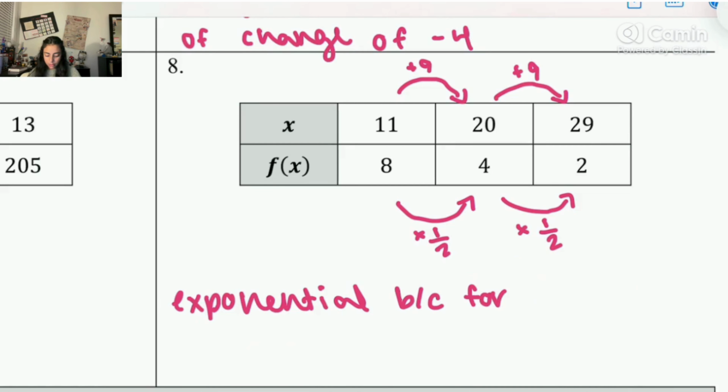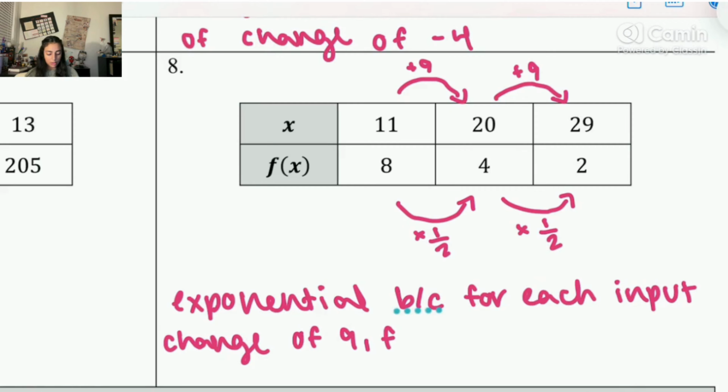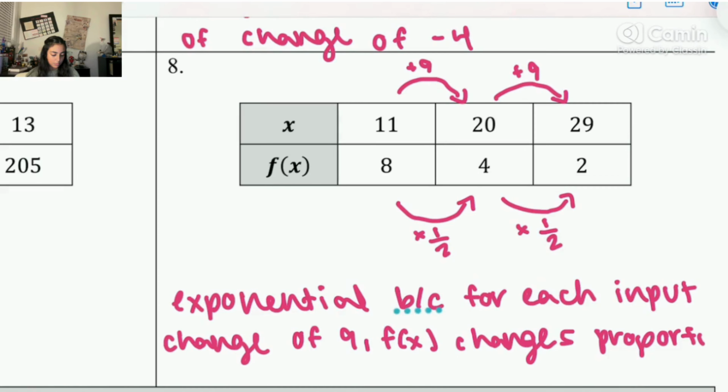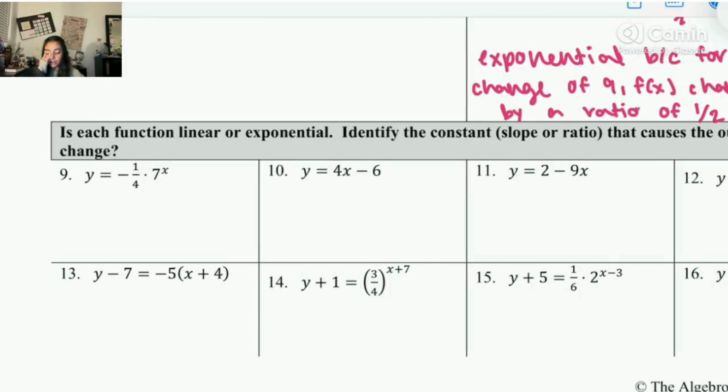because for each input change of 9, f of x changes proportionally by a ratio of 1/2. Okay, now here again we're just identifying whether it's linear or exponential, and the constant, so the slope or ratio.